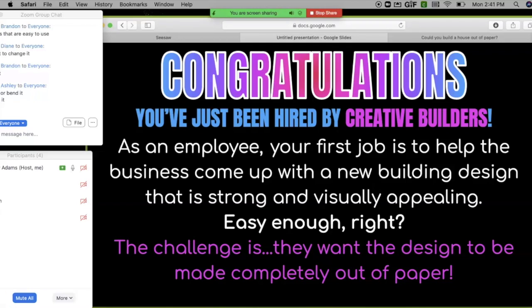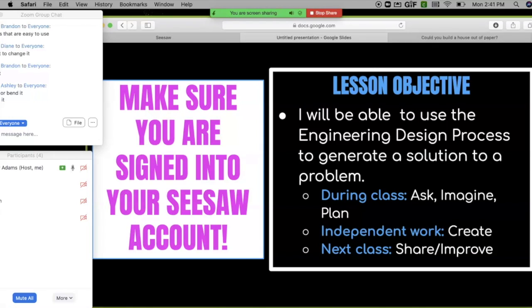So, since we are engineers, and since our objective for today is to be able to use the engineering design process to generate a solution to a problem, we are going to work through the engineering design process together. We're going to do 3 steps during class today. Then when you're on your own, you'll have the week to do the create step. And then when we come back next week, we will share and talk about how we can improve our designs. Also, please make sure that you are signed into Seesaw if you have not done so already, because we are going to be using that in just a minute.